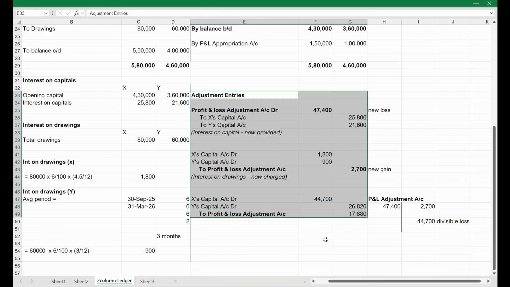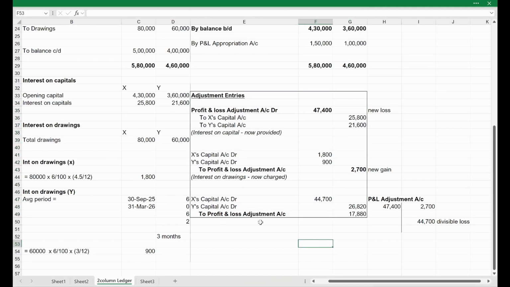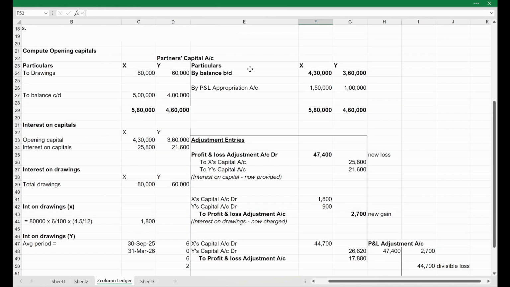Please understand, the question said to pass adjustment journal entries and also pass the adjusted capital account. We have done the first part. We started with opening capital computation, we got our opening capital, and from opening capital we found the interest on capital.